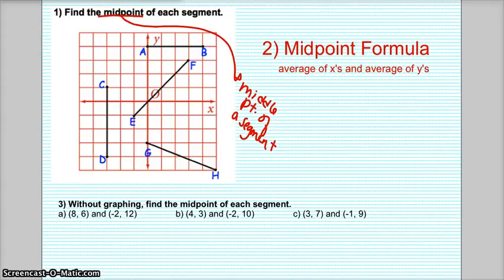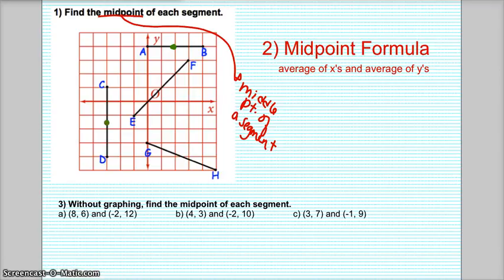Many of these, especially when they're graphed, we can visually find the midpoint without needing any special formula. So looking at segment AB, the midpoint is here, as it's 2 units away from A and 2 units away from B. Looking at segment CD, it's 1, 2, 3, 4, 5 units long, so the midpoint would have to be 2.5 units away from C and 2.5 units away from D.